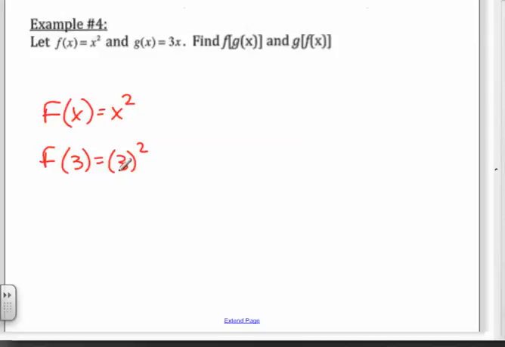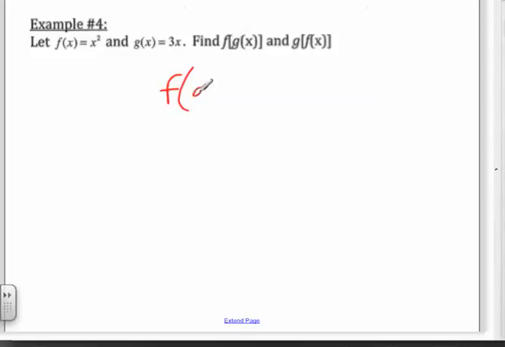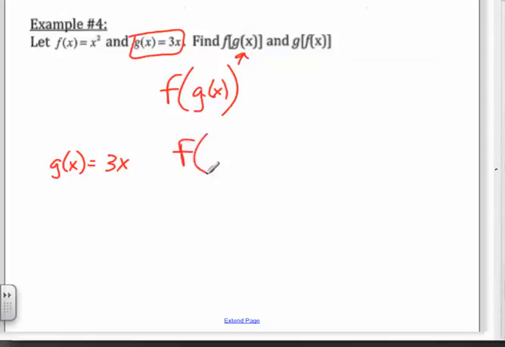Well, this first problem says we don't want to find f of x. We want to find f of g of x. Now wait a minute. Alfredo, what does g of x equal? 3x. G of x equals 3x. And this first problem says we want to find f of g of x. So I'm going to replace g of x with 3x, because that's what g of x equals.